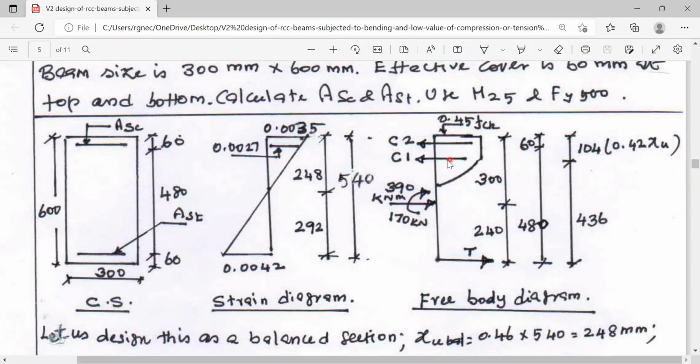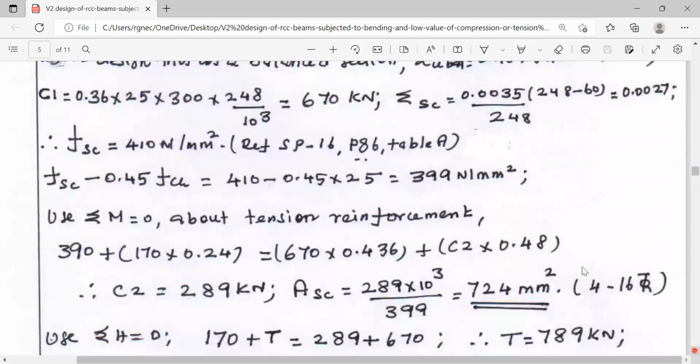The moment generated by C1 is anti-clockwise. The moment generated by compression reinforcement C2 is also anti-clockwise. Anti-clockwise moment should be equal to clockwise moment, so that sigma M is equal to 0. That is what we have written here. This is the external moment, this is the moment due to the external compression, and this is the external compression.